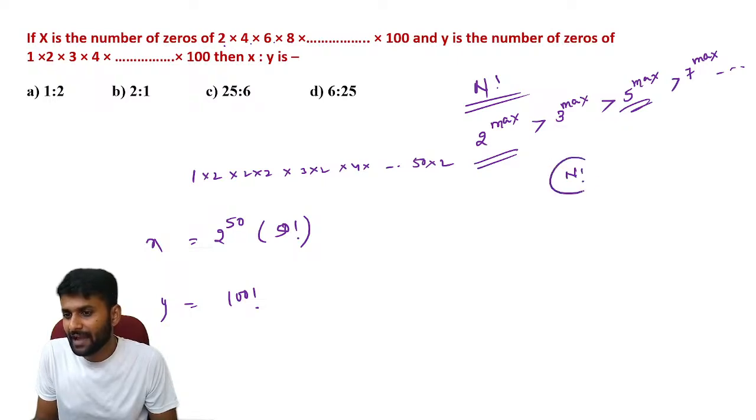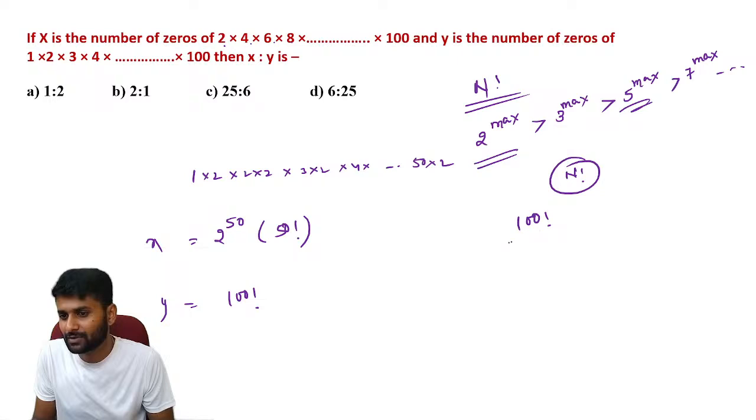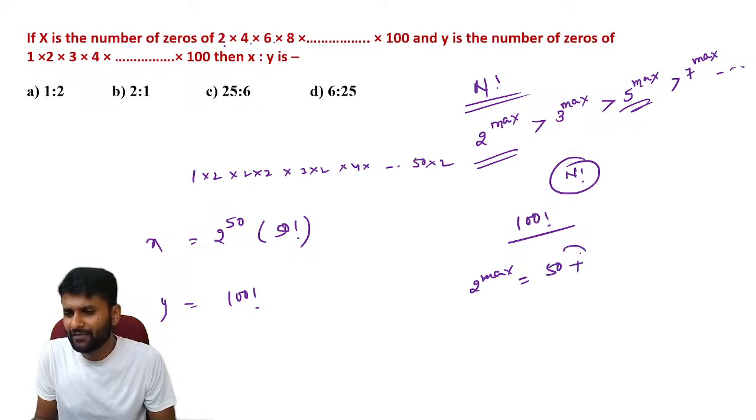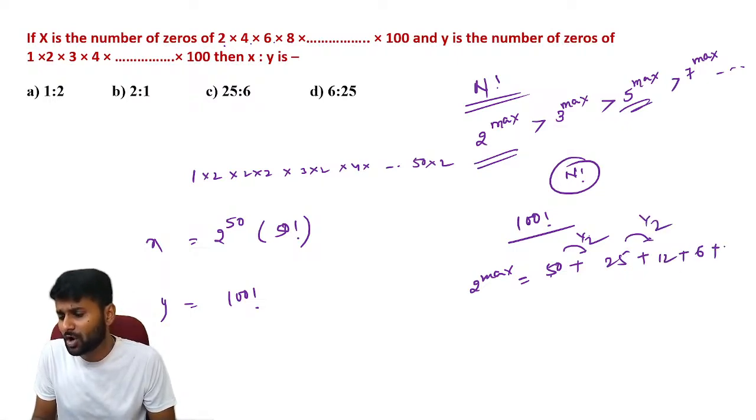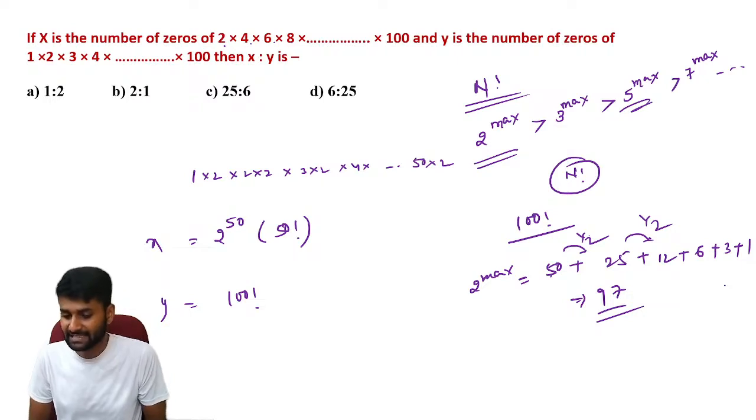See, in any n factorial, the number of 2's, for example, let's take 100 factorial. If you want the number of 2's, simple calculation: 100 by 2 is 50. Every time, half of this number: 50 divided by 2 is 25, half of 25 is 12, half of 12 is 6, half of 6 is 3, half of 3 is 1. If you go through the sum, the number of 2's available in 100 factorial is 97.